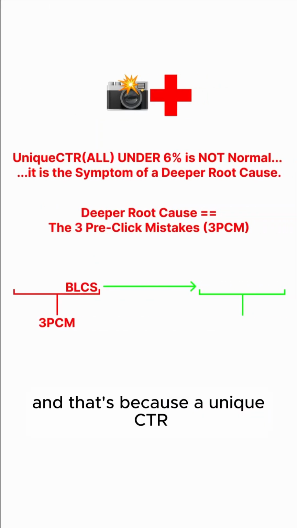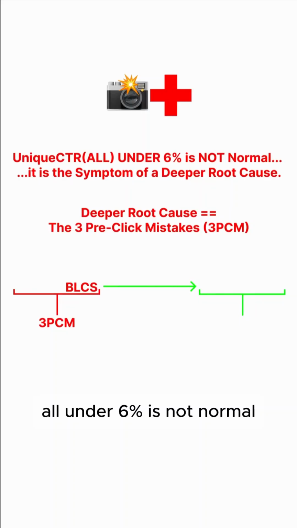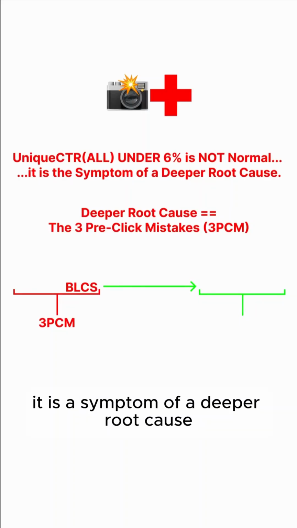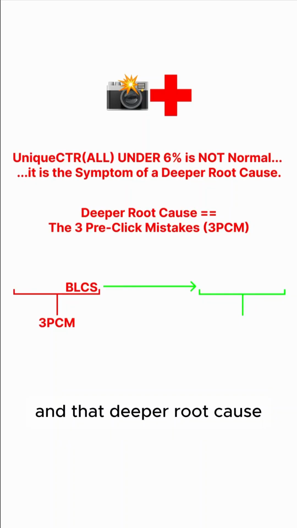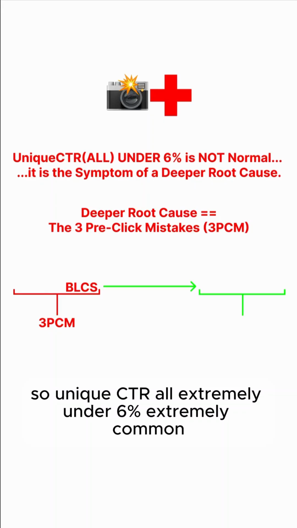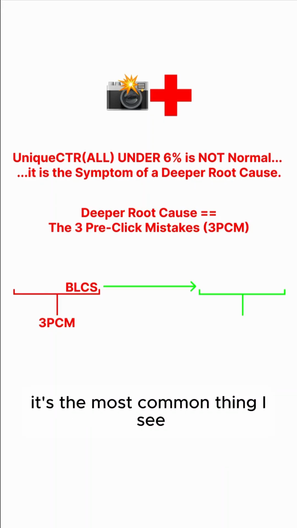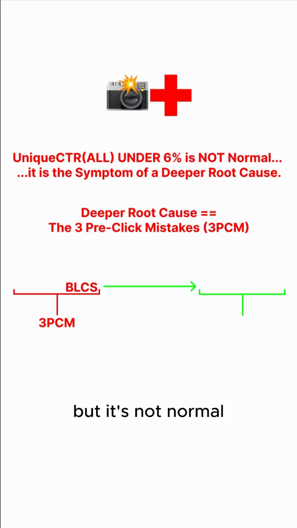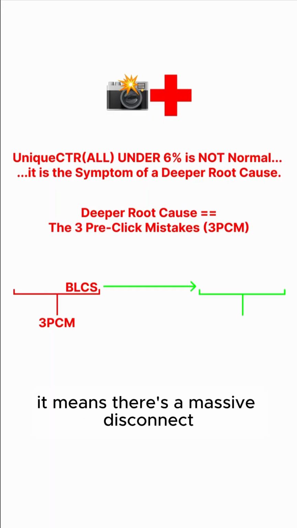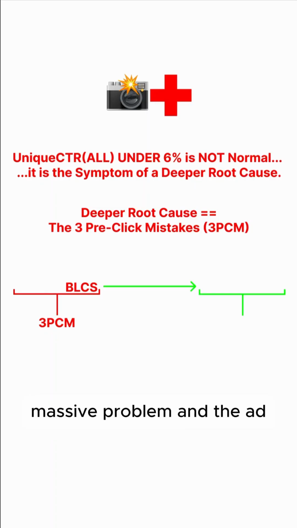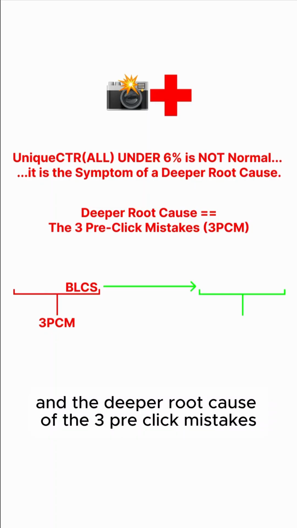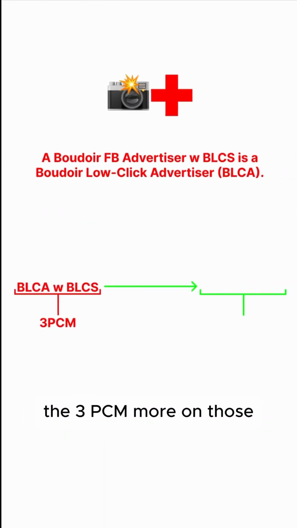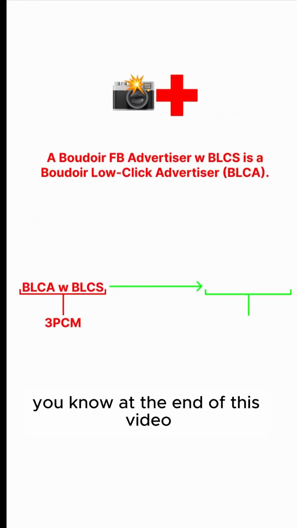And that's because a unique CTR all under 6% is not normal. It is a symptom of a deeper root cause. And that deeper root cause are the 3 pre-click mistakes. So unique CTR all extremely under 6%, extremely common. It's the most common thing I see with Boudoir Facebook advertisers. But it's not normal. It means there's a massive disconnect, massive problem in the ad. And the deeper root cause are the 3 pre-click mistakes, the 3 PCM. More on those at the end of this video.